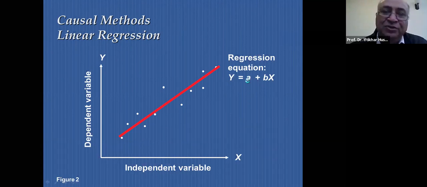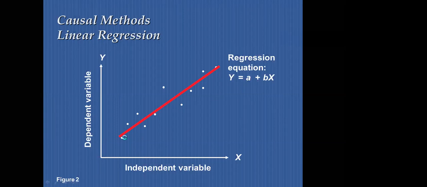A is the y-intercept. Now, what is the y-intercept? The y-intercept is the point where, if you extend this line, it is going to cut the y-axis somewhere here. B is the slope of this line, and x is the independent variable.